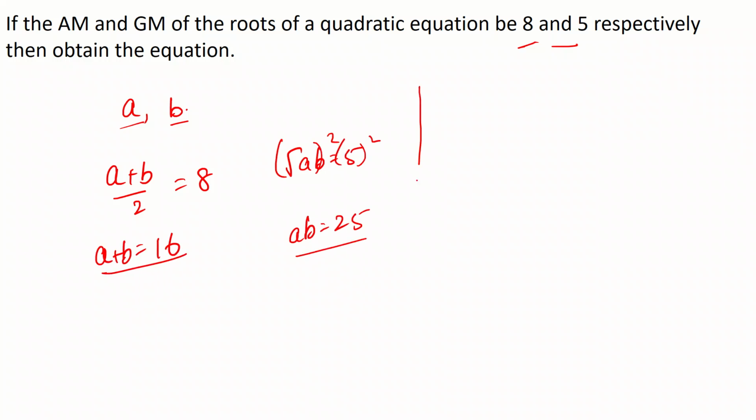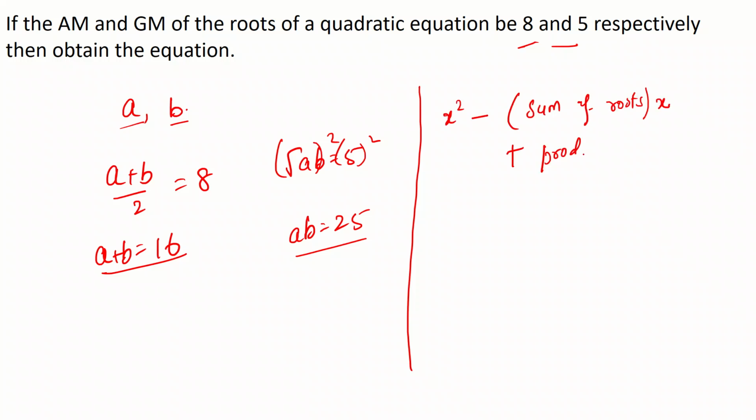Now you remember from the video that to find any quadratic equation, the formula is x squared minus the sum of the roots multiplied by x plus the product of the roots. Do you remember this? This is going to help us find the quadratic equation. So x squared minus the sum of the roots, A plus B, which is 16, x plus the product of the roots, AB, which is 25. So this is my quadratic equation and I'm done. That's it.